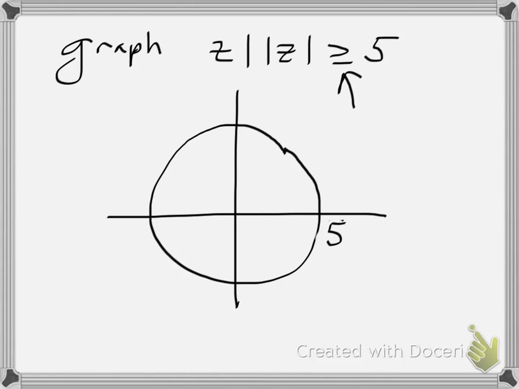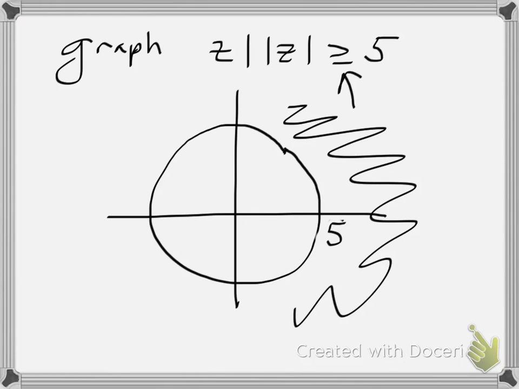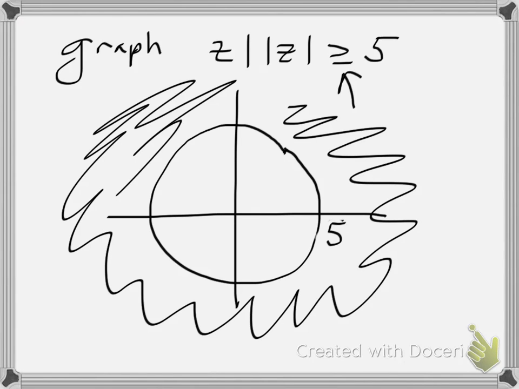Now if it was greater than but not equal to, it would be a dashed line. And since it's referring to everything larger than 5, so it's saying all values of z that are bigger than 5, or equal to, that means everything outside of this. So that means we have to shade in everything outside of here. All that is our answer. And if it had been less than, we'd shade inside the circle.